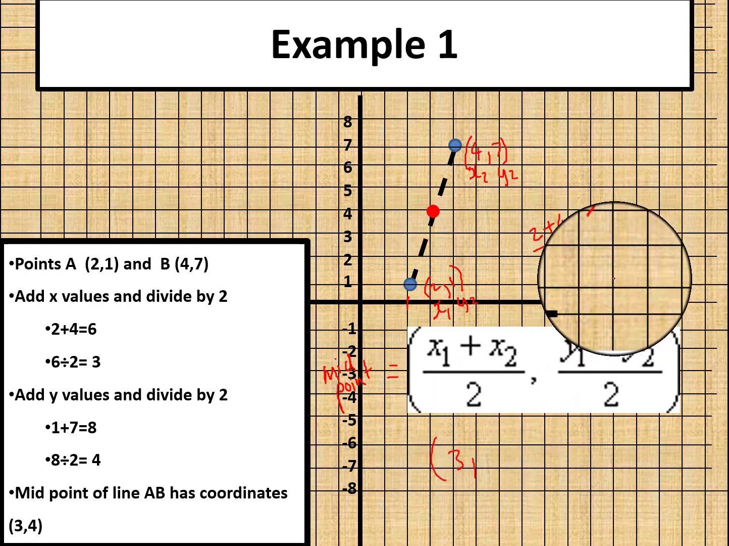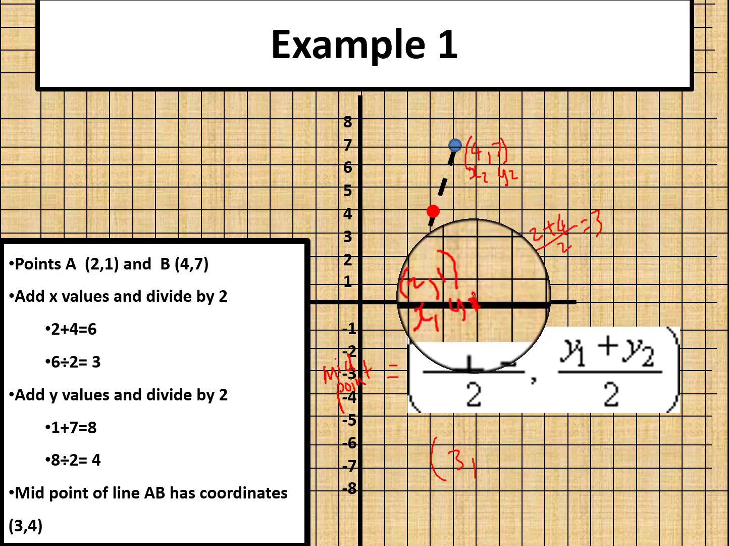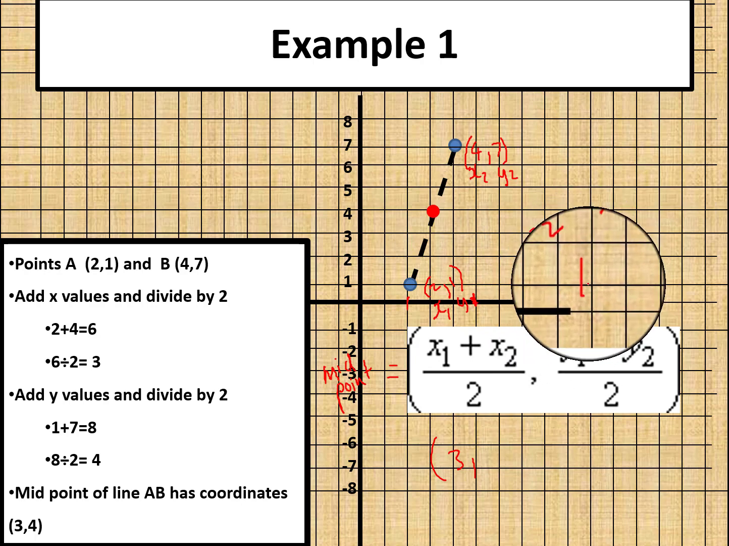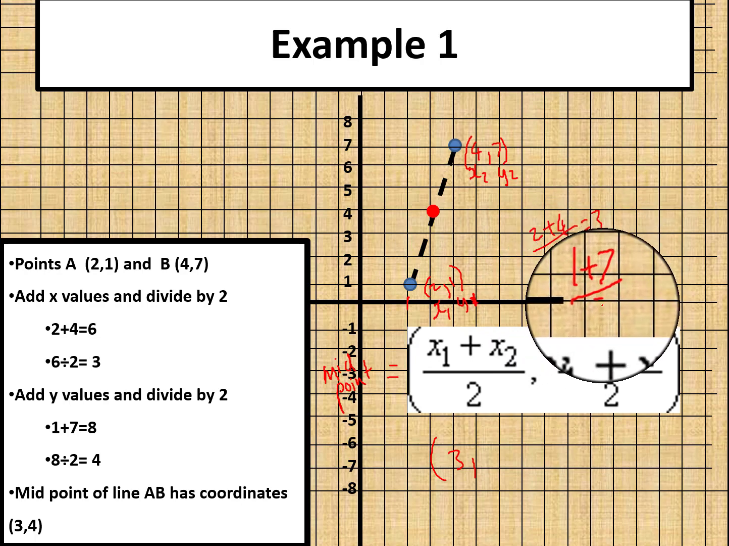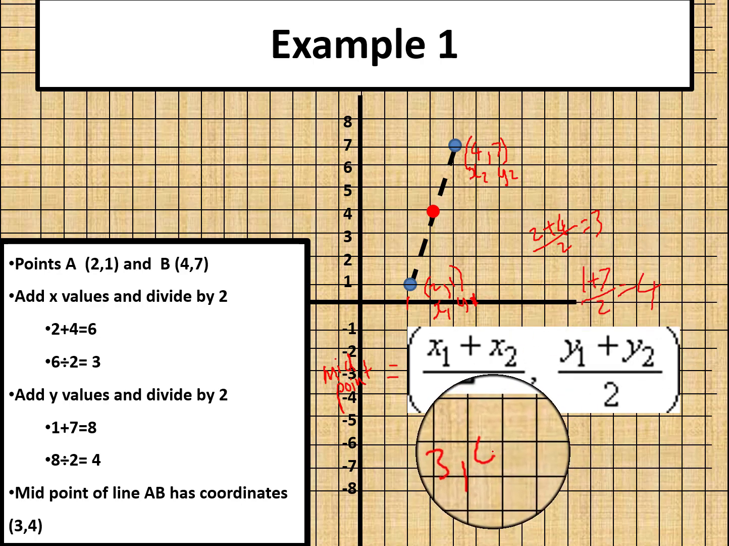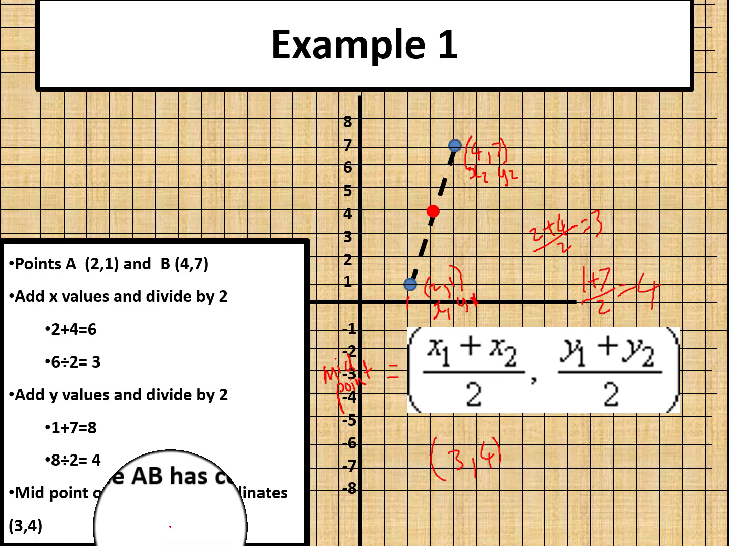And let's do y1 plus y2 now. So that is y1, guys. 1 add 7 divided by 2. 1 add 7 divided by 2 equals 4. So that answer will be (3, 4). And that is perfect.